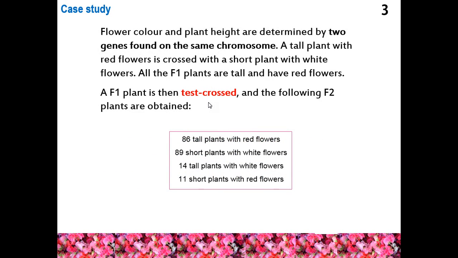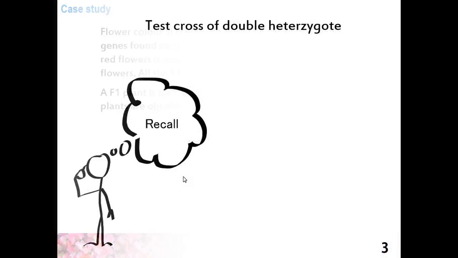Let's look into a case study right now. Please read the question. And what do you observe? In this question, this is a typical test cross of an F1 plant and shows the results of the F2 plants with their genotype and with their phenotype.